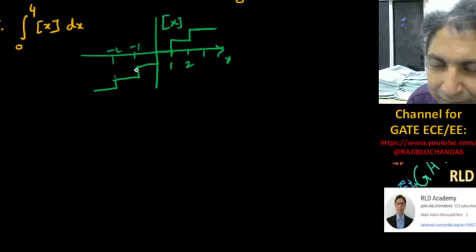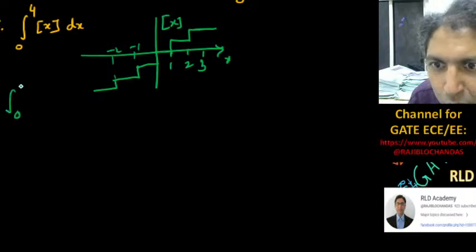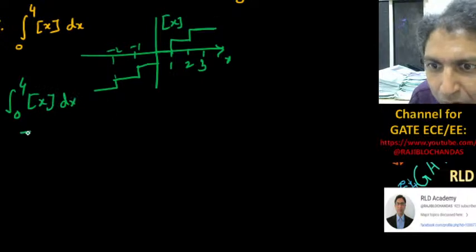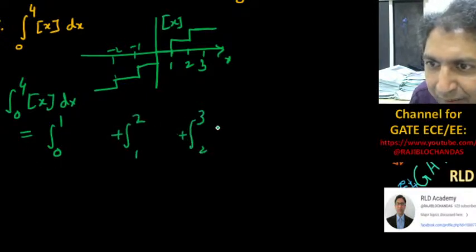So now you can see that it changes at every integer. It remains constant between integers: from 0 to 1 it remains constant, 1 to 2 it remains constant, 2 to 3 it remains constant, like that. So why not this integration, 0 to 4 of the greatest integer of x dx. Now we will consider the ranges 0 to 1, 1 to 2, 2 to 3 and 3 to 4.